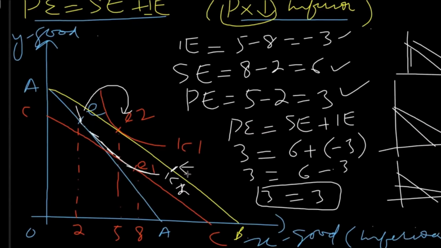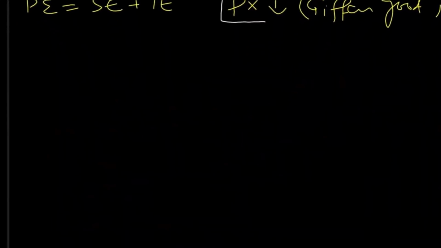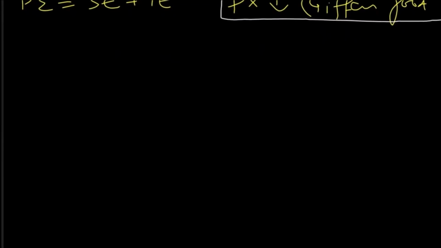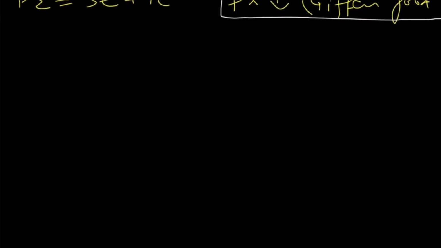So this is basically the difference in two graphs. And now we have to make a graph for given goods which are worst quality products, and in that situation this equilibrium E2 will shift somewhere at this point. Okay, and I'm going to make this graph. So again, price of X is falling and X is considered to be the given good, and we have to prove that price effect is equal to substitution effect plus income effect.